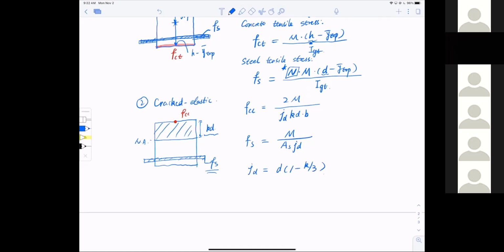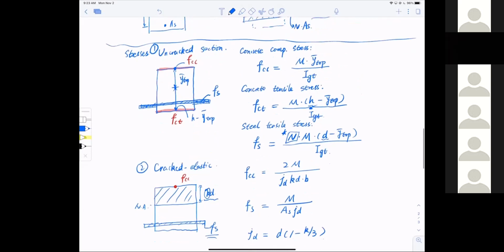Okay, 1 minus K divided by 3. K is the ratio of the compressive zone. So you see, this is how we calculate the stress for both sections.